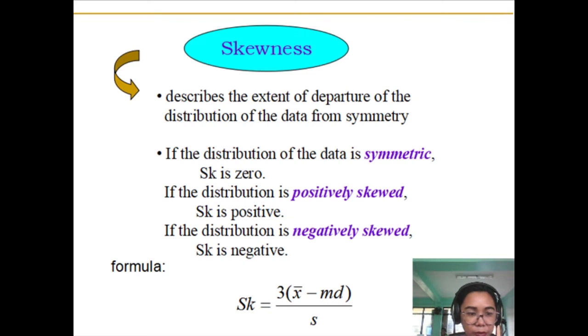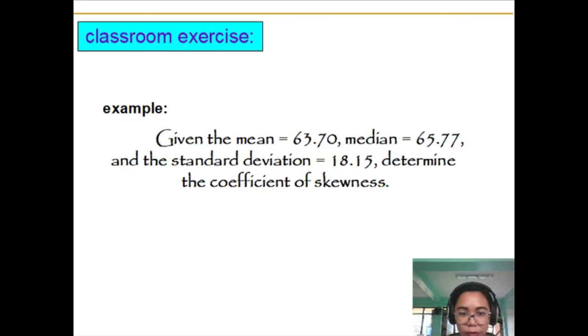Okay, so we have 1, 2, 3, 4, 5 as an example. Or we can use this one. Okay, so we use this example. Given mean equals 63.70, median 65.77, standard deviation 18.15. So we will determine the coefficient of skewness. We will also determine whether the distribution is positively skewed, negatively skewed, or symmetric.